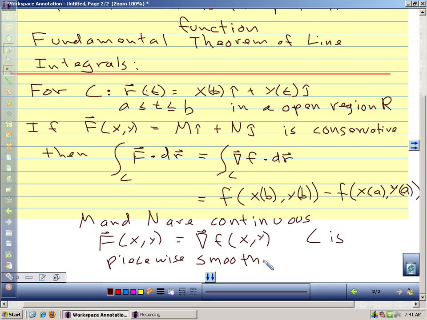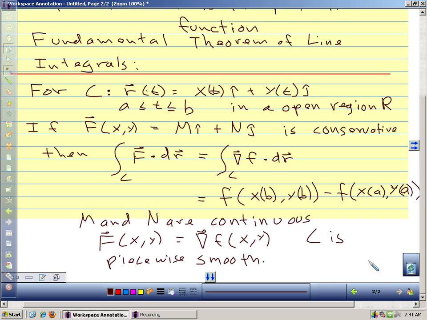If we have a conservative field, then our line integral only depends on the final point and the initial point. We can evaluate our potential function at the final point, subtract the potential function at our initial point, and that gives us our line integral. So if we have a conservative field, it avoids having to evaluate difficult line integrals if we can find a potential function. And it allows us to not worry about the path.